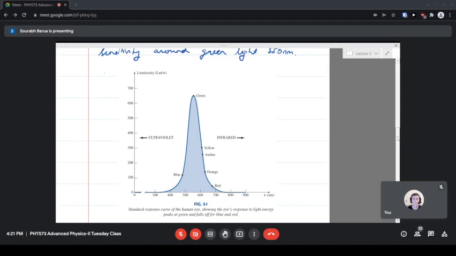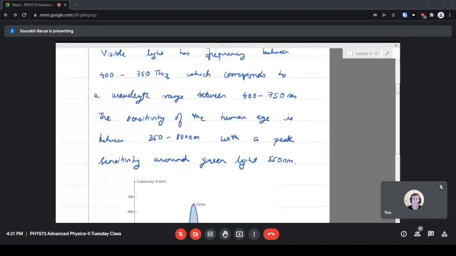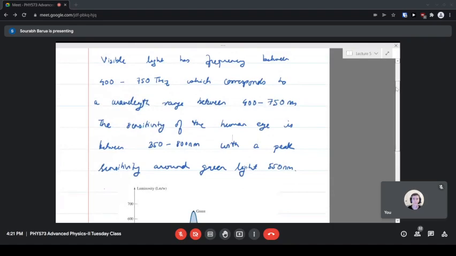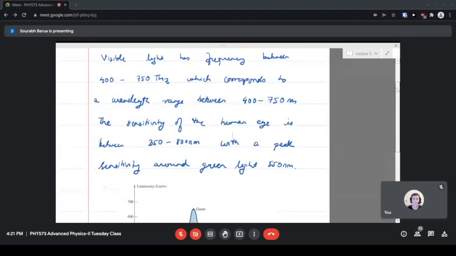Is it clear now? So you are saying our eyes convert green light more. Yes, your eyes convert the different wavelengths, but they convert more of the light around the green wavelength.